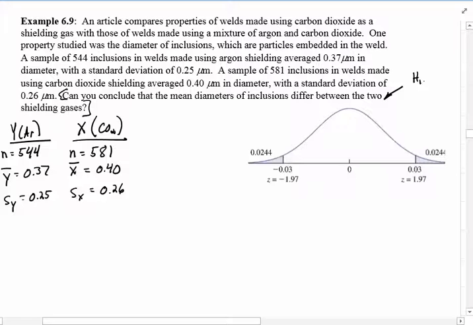And then you have to go back to the question: what is it that we're interested in? Did the question ask if the CO2 shield gas inclusions are greater than the other ones, or less than, or different? The key word here is differ. From that, we can directly say H1: we're wondering if mu x is not equal to mu y. Does everyone see that?